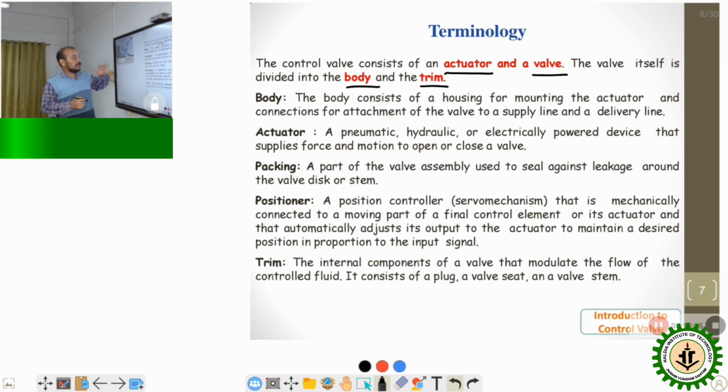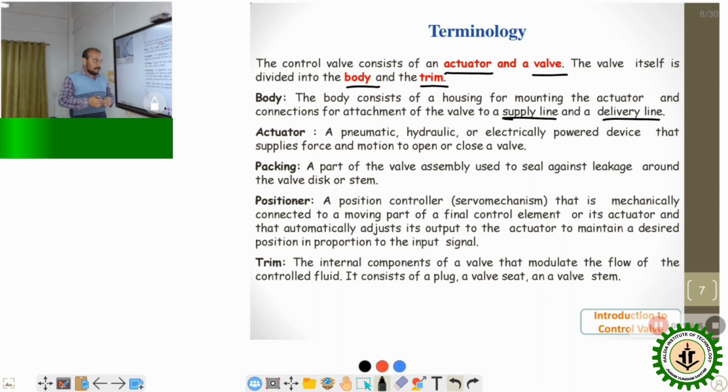And if we go for the definition, the body consists of a housing. We need to maintain the particular control valve in a housing, so that the different atmospheric conditions do not affect the operation of the control valves. So the body consists of a housing for mounting the actuator and connection of the attachment of the valve to a supply line and the delivery line. Supply line means the upstream side of the pipeline, and the delivery line means the downstream side of your control valves.